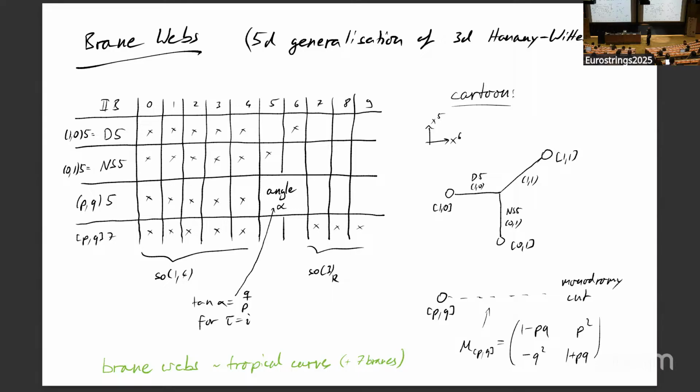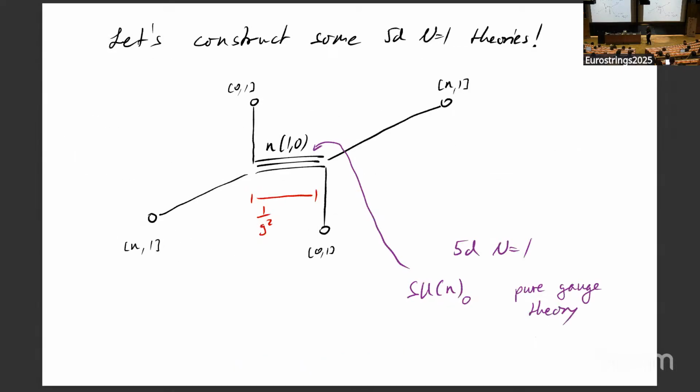And there will also be (p,q) 7 branes, which is where the 5 branes end. A (p,q) 7 brane is kind of just like your standard D7 brane, but the monodromy is a little bit funky. But we don't have to get into the details here. So let's see how we actually construct a theory here.